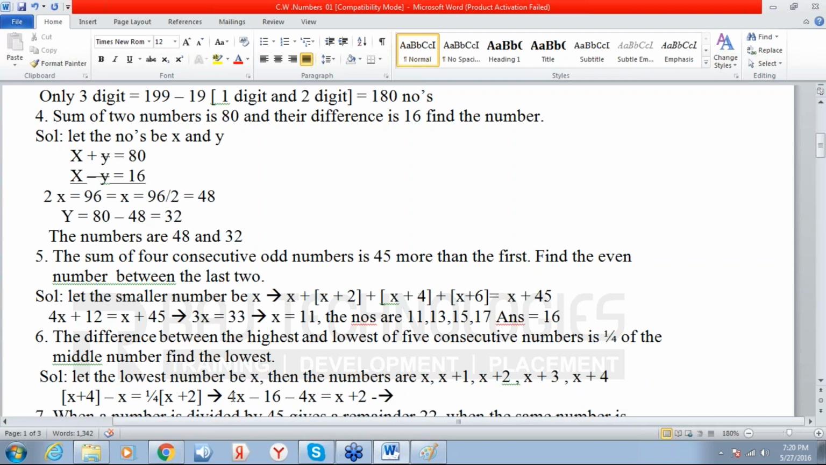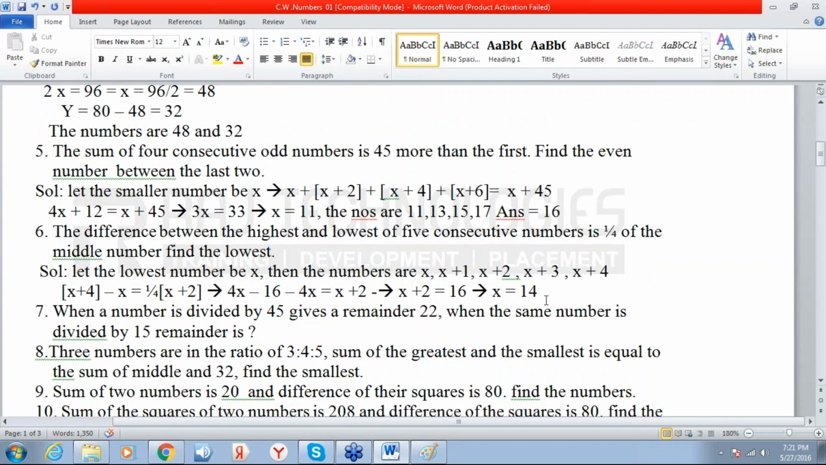4x and 4x is cancelled. So x plus 2, x plus 2 is equal to 16 plus 16 minus 2. Then x is equal to 14. X is equal to 14.